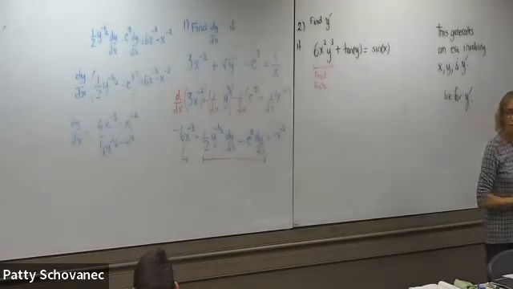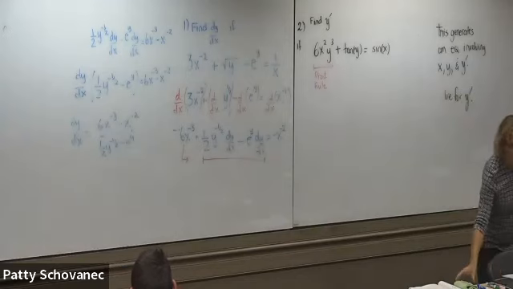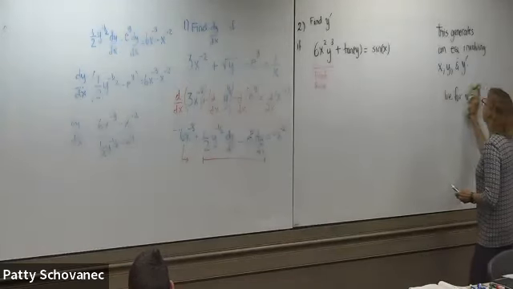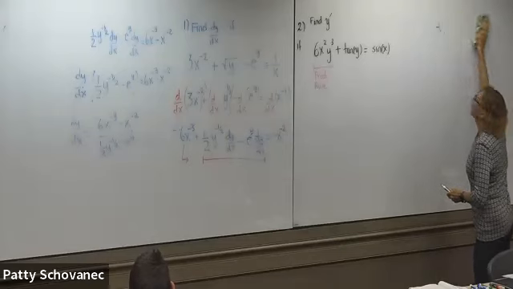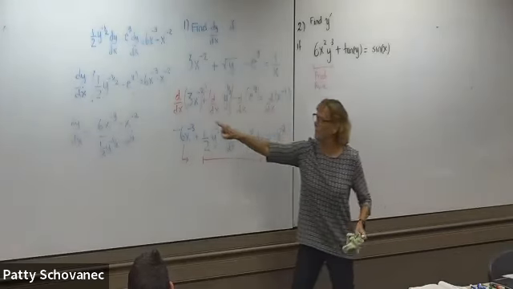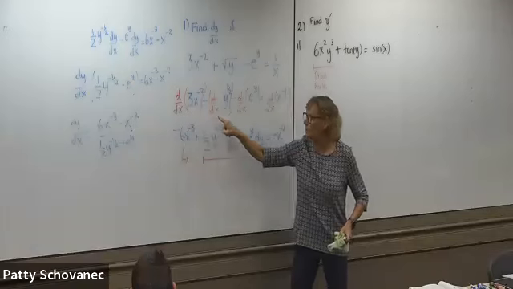Treat 6x squared as the first term and y cubed as the second term, and knock out your product rule right there. So I'm going to skip this step. We're doing this step in our head. We're taking the derivative of each term.